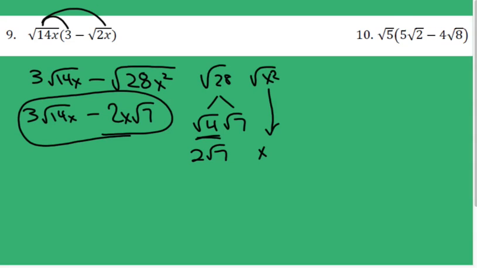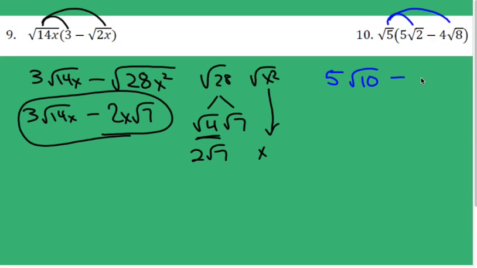So number 10, distribute, distribute. So this should be 5 square root of 10. And what might not be a bad idea is if you hit pause right now, try this and see what you get, and then hit play and see if I get the same answer. So take a second, hit pause, try this one out, see what you get. I already got you started, see if you can finish it.